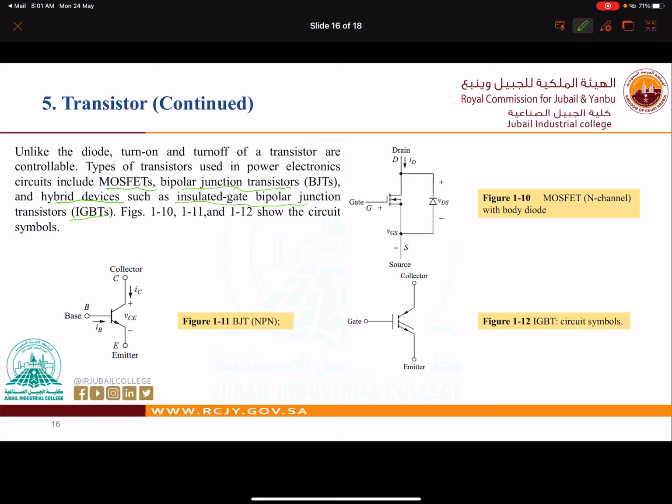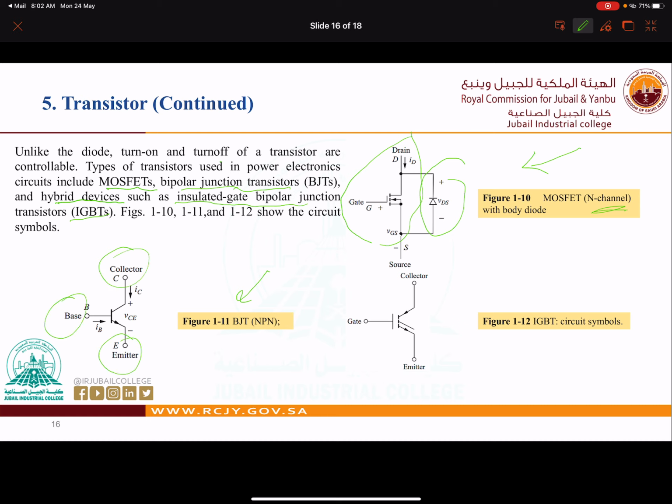So as you can see, here is the MOSFET. It is N channel. This is the symbol of the MOSFET. This diode is theoretically there due to the body. It is called the body diode. You will understand, inshallah. For the BJT NPN, this is our collector, this is the base, this is the emitter.